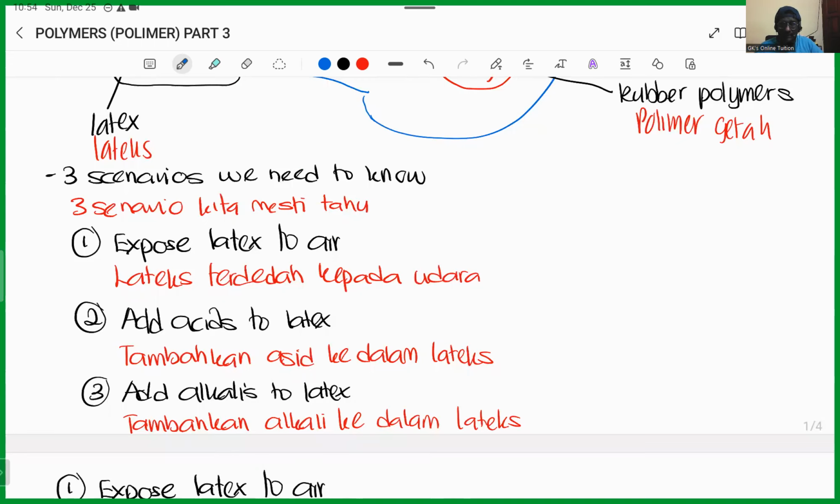The first thing. Yang kedua, bila kita tambahkan asid ke dalam latex. When we add acids into latex, apa yang terjadi? What happens? Then, the next thing, obviously, alkali lah. Bila kita tambahkan alkali ke dalam latex, apa yang akan berlaku? Ini yang pelajar kena mahir tahu. Any 3 of this situation boleh ditanya dalam peperiksaan. Can be asked in your SPM exam. Okay, so we go one by one.